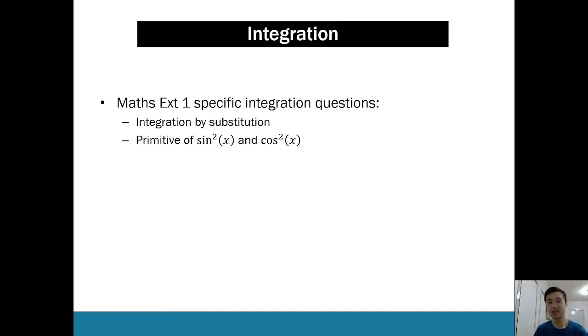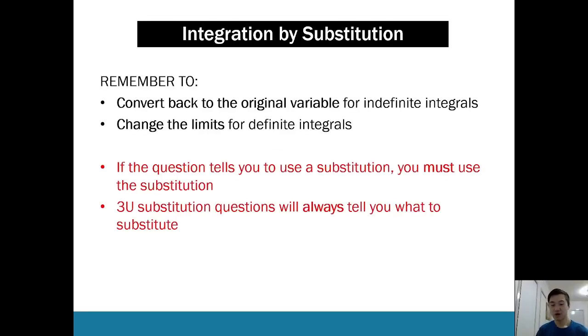So in extension 1 integration, you have specific areas, which are integration by substitution, as well as how to integrate sine squared x and cos squared x. Just with integration by substitution, remember to always convert back to the original variable if you're doing an indefinite integral. And if you are doing a definite integral, remember to change the limits.